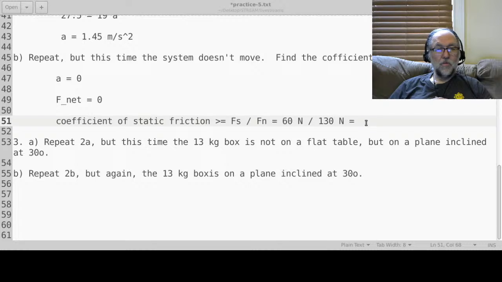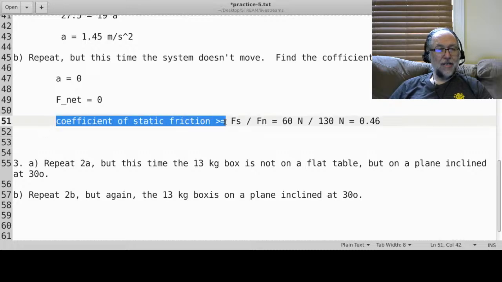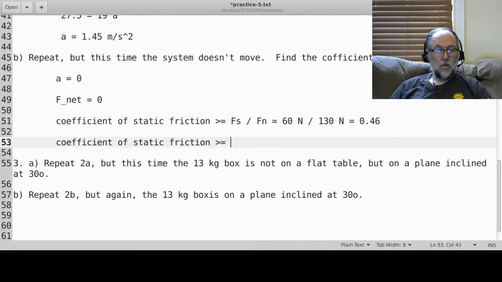It's 0.46. There we go, like that. Okay, that's the coefficient of static friction. Well, not technically, that's the minimum value of the coefficient of static friction. Okay, so the coefficient of static friction is bigger than or equal to 0.46.